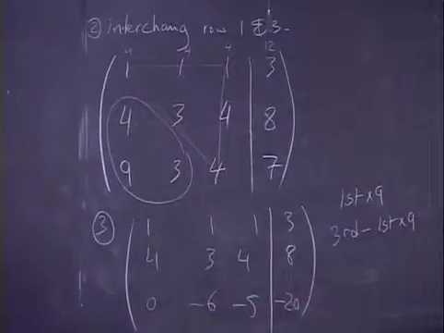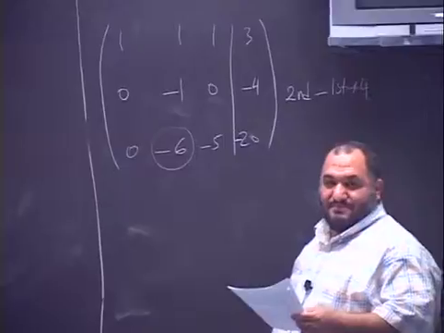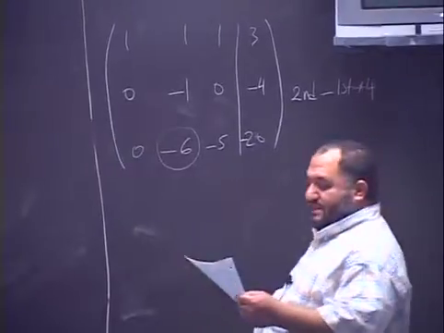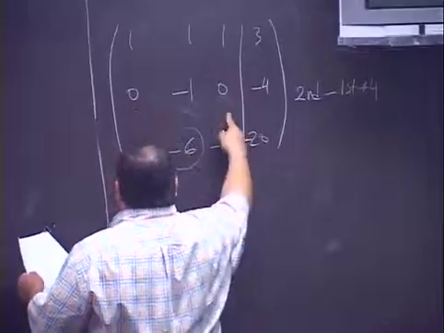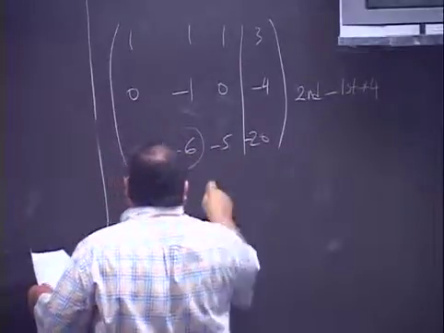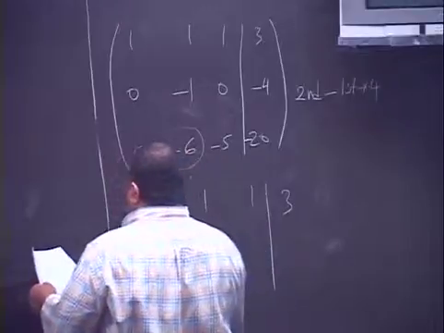Okay, guys? Now I multiply by 6 and add. If you multiply by 6 and add, this one will not change, of course. The first one will not change. The second one will not change.